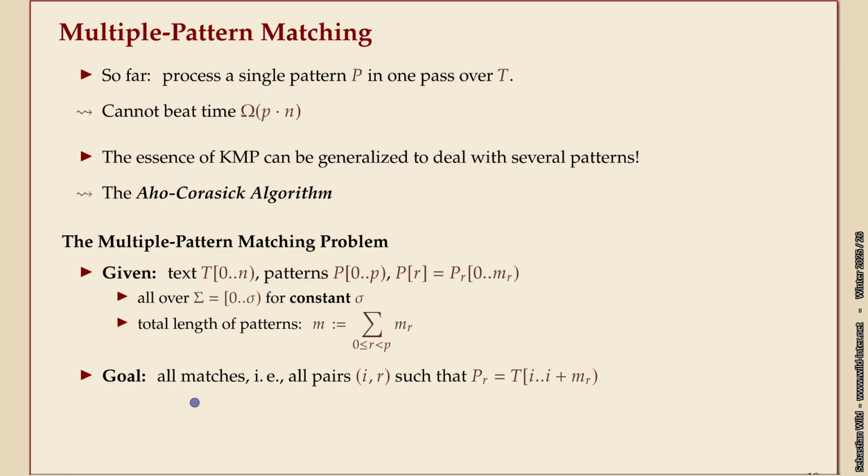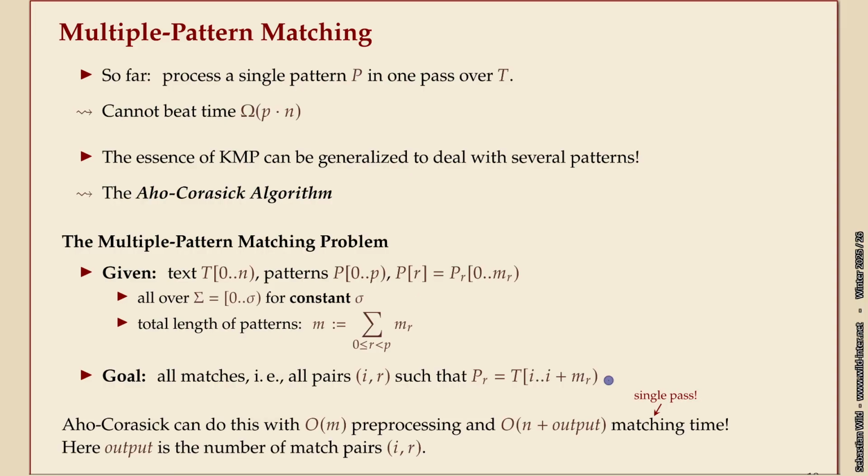What this means is that we want to return these pairs: position in the text, and then the index of which pattern matches there. So it's a concise representation, and we want to return all of those pairs. That's for the biological context. You don't want to find just the first occurrence. You want really all of them.